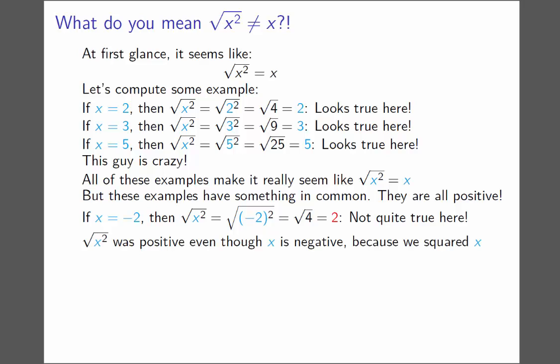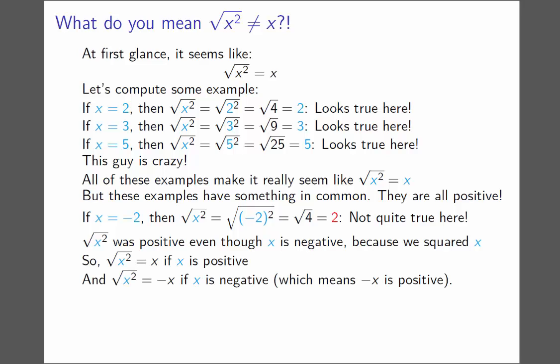So the square root of x squared was positive even though x itself was negative, because when we squared x, it became positive. So the square root of x squared equals x if x was positive to begin with. And the square root of x squared equals negative x if x was negative. And remember, if x is negative, then the negative of x is positive. So the square root of x squared is x when x is positive, and negative x if x is negative.